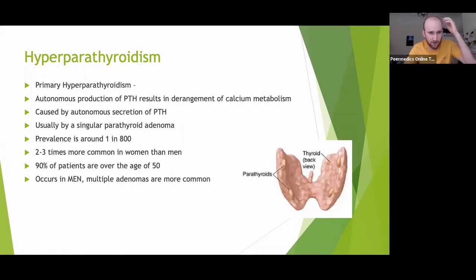Okay, so primary hyperparathyroidism. It's the autonomous production of PTH. It's usually that singular adenoma that we discussed. 1 in 800 have something like it. And so risk factors, it's 2 to 3 times more common in women, and age as well. So 90% of patients are over the age of 50. And as we've already discussed, it's found in MEN, where multiple adenomas are more common.